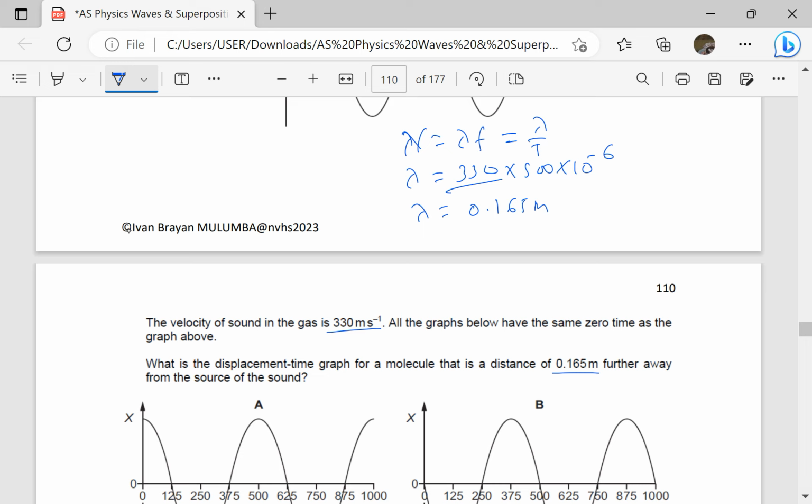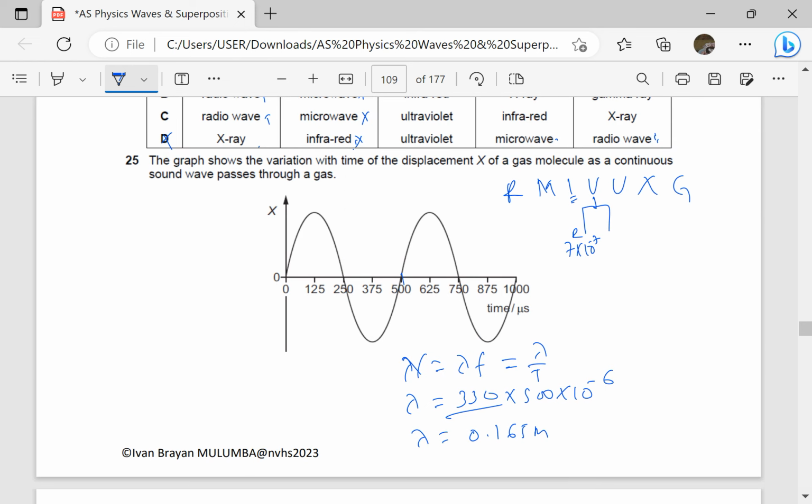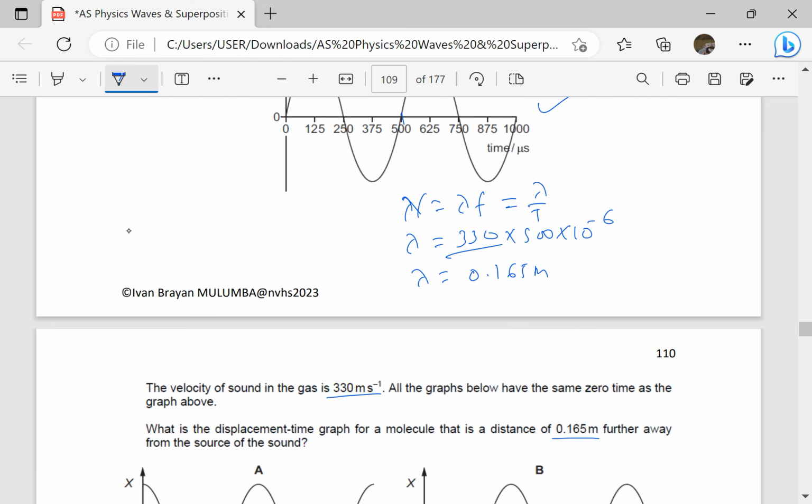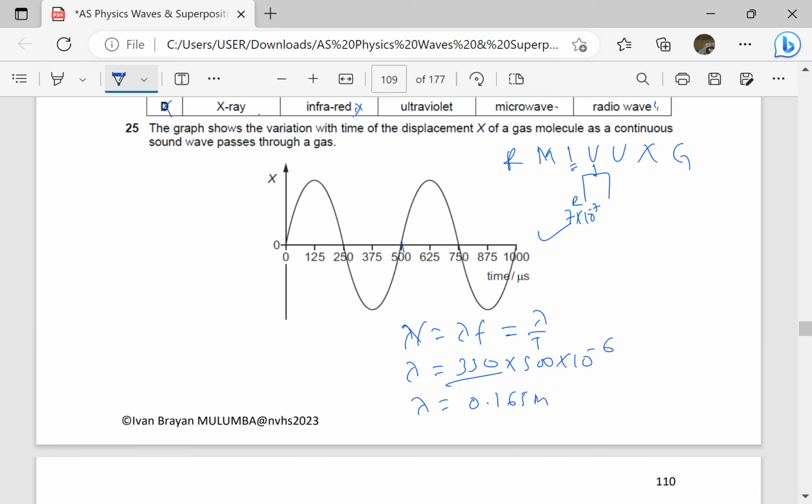So it means the molecule would be repeating a similar pattern just like the one that we saw at t equals 0. So if at t equals 0, this is what we are seeing, then after a distance of 0.165 meters further away from the source, a new wavelength will be starting. Therefore, we should have a similar pattern like this one, because a new wavelength would be starting.